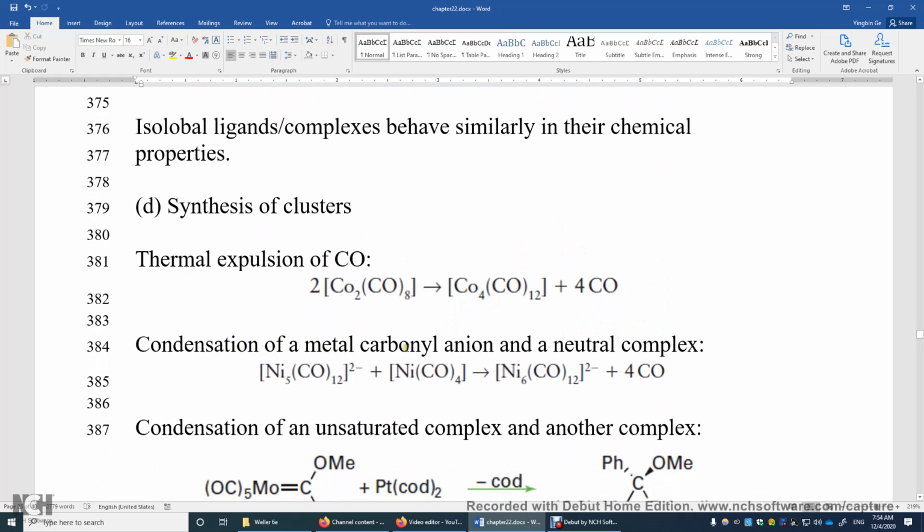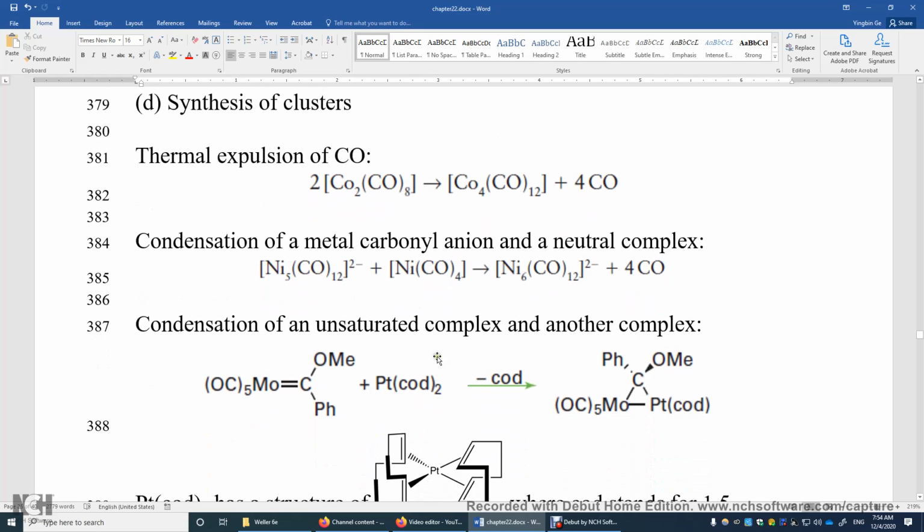Condensation of a metal carbonyl anion and a neutral complex. This is the anion, this is neutral. This itself is a cluster, but it can become bigger by bonding to another tetracarbonyl nickel, and then 4 CO are removed from this bigger cluster over here.